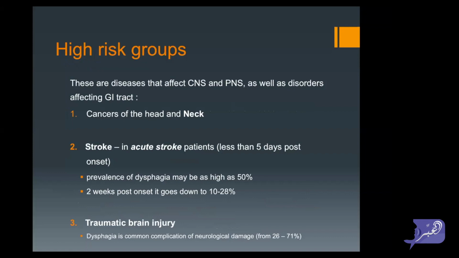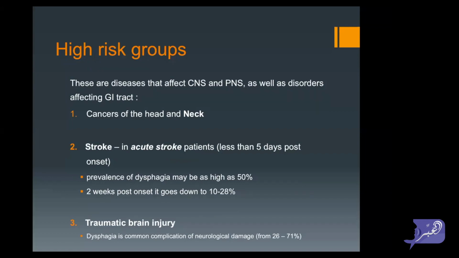That we find. High-risk groups, so these are individuals with specific diagnoses. Immediately, if you hold a medical chart, and you see some form of a central nervous system, peripheral nervous system, GI tract problem, things like head and neck cancer, a stroke, a traumatic brain injury, immediately you need to think about dysphagia, because these are the high-risk groups.